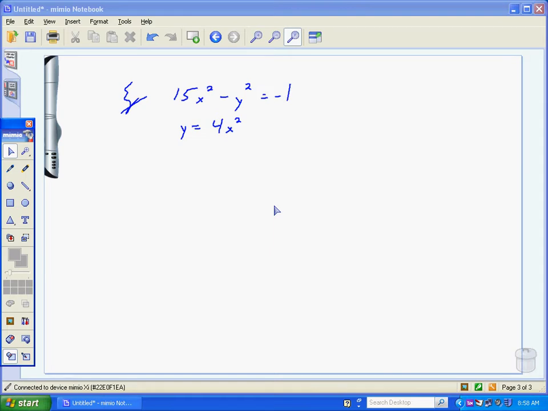So I've got 15x squared minus y squared plus 1 equals 0. I don't know why I like everything on the left side, but I do. And then I'm just going to move this stuff here. I'm going to have 4x squared minus y equals 0, like so.